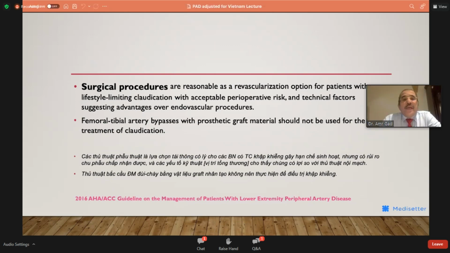Surgery is only used if endovascular treatment cannot be adopted because of aggressive lesion. So we shift into surgery. So the main treatment in intermittent claudication, if we are going to interfere, is endovascular treatment.